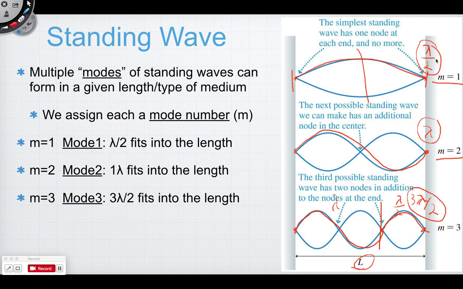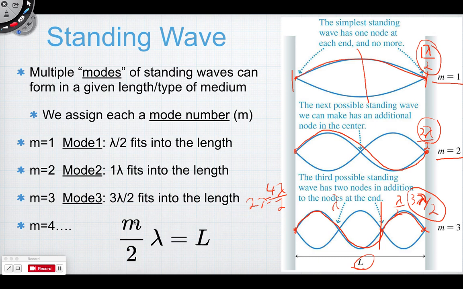So what pattern do we see? Well, this is 1 wavelength over 2. This is 2 over 2. And this is 3 wavelengths over 2. So I have a pattern. What would 4 be? Well, 4 would be 4 wavelengths over 2, which would be 2 wavelengths, and so on. So I have an equation for this: the number of wavelengths that I can fit in a certain length, I can only fit half wavelengths. So how many half wavelengths? It depends on your mode number. Mode 1, I got 1, so that's a half wavelength. Mode 2 is 2, which is 1 full wavelength. Mode 3 is 3 halves. Mode 4 is 4 halves, which is 2. Mode 5, and so on. And those modes can actually go on for quite a while.